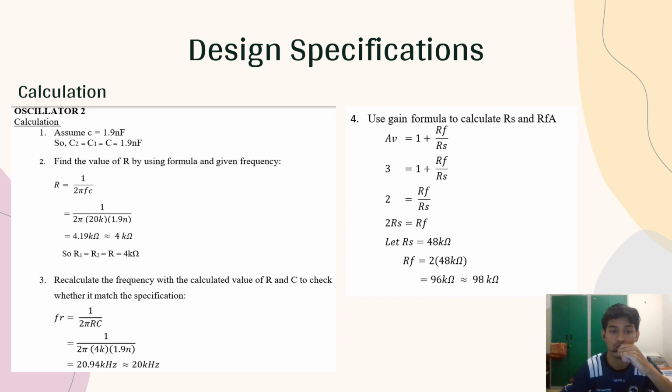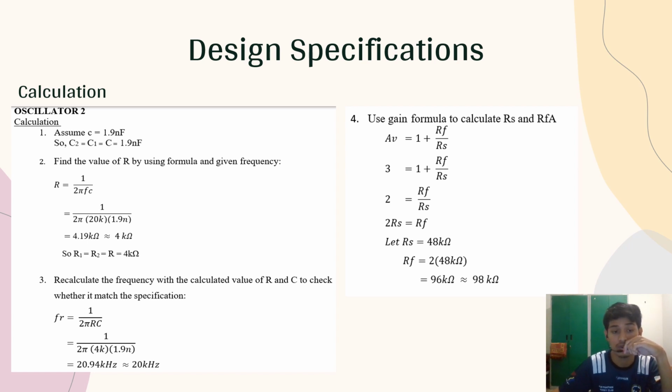So the capacitors C2, C1 are equal to C, which is 1.9 nanofarad. The second one is we find the value of R by using the formula and given frequency. So the formula is R equals 1 over 2 pi Fc. So the value that we get for R is 4.19 kilo ohm. So we assume it is 4 kilo ohm. So R1 is equal to R2 and equal to R. So the value is 4 kilo ohm.